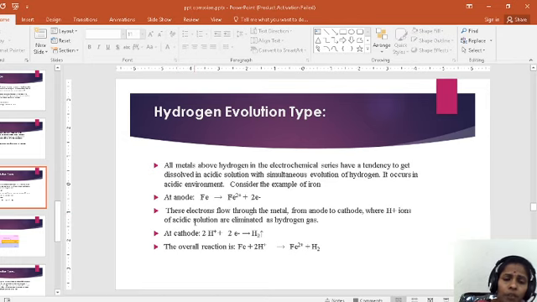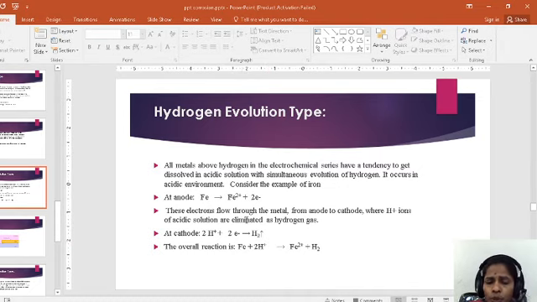So at the cathode, what is the cathode here? The cathode is obviously the acid, because the metal is reacting with the acid. So at the cathode, the acid is gaining the two electrons to produce hydrogen. That means here hydrogen is evolving.